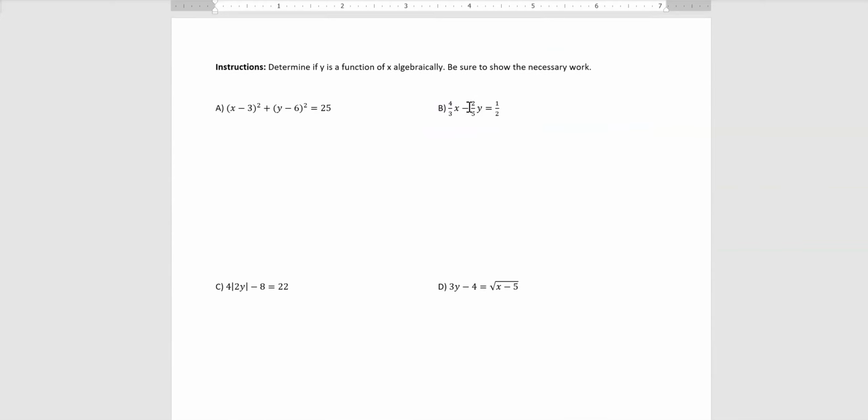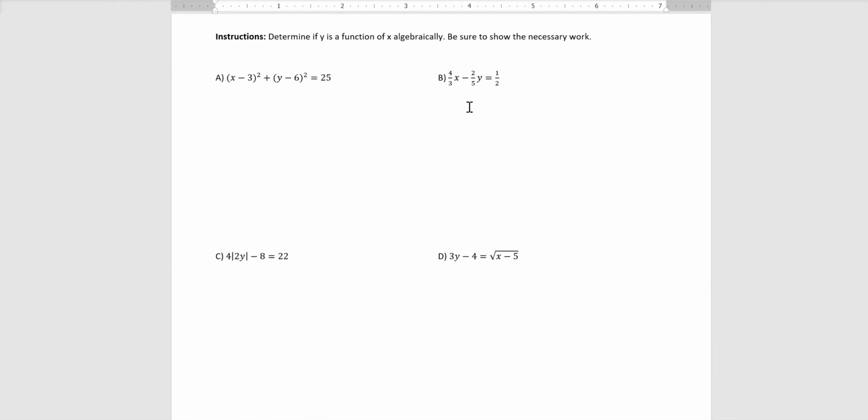So let's do some algebraically. Determine if y is a function of x algebraically. Remember, for this, our goal is to get y all by itself. So if I'm looking at letter A and I want to get y all by itself, I'd start by subtracting (x minus 3) squared. So I would say (y minus 6) quantity squared equals 25 minus (x minus 3) squared.